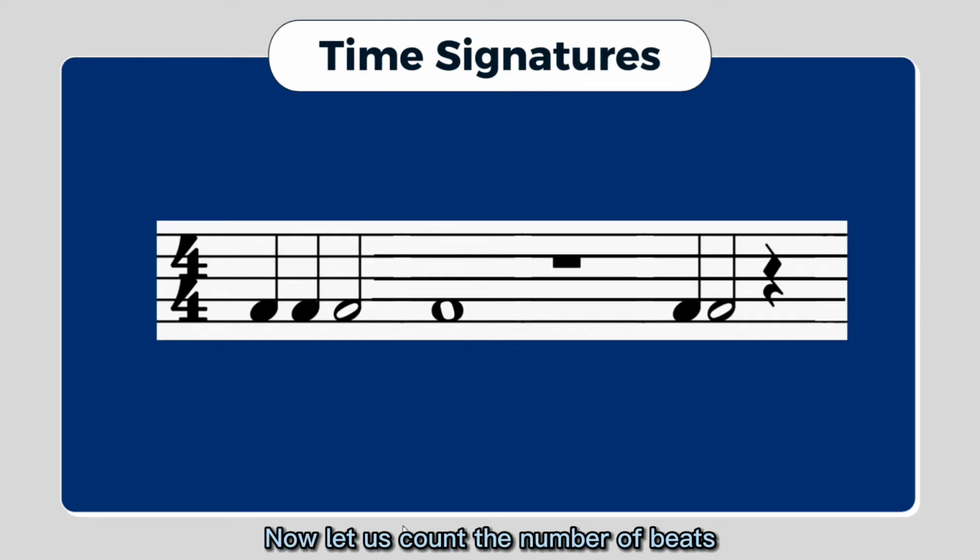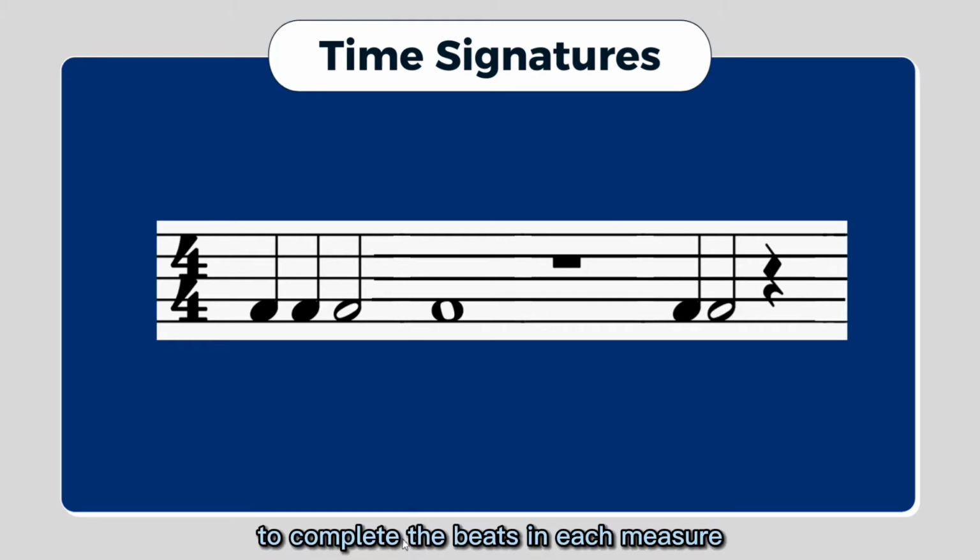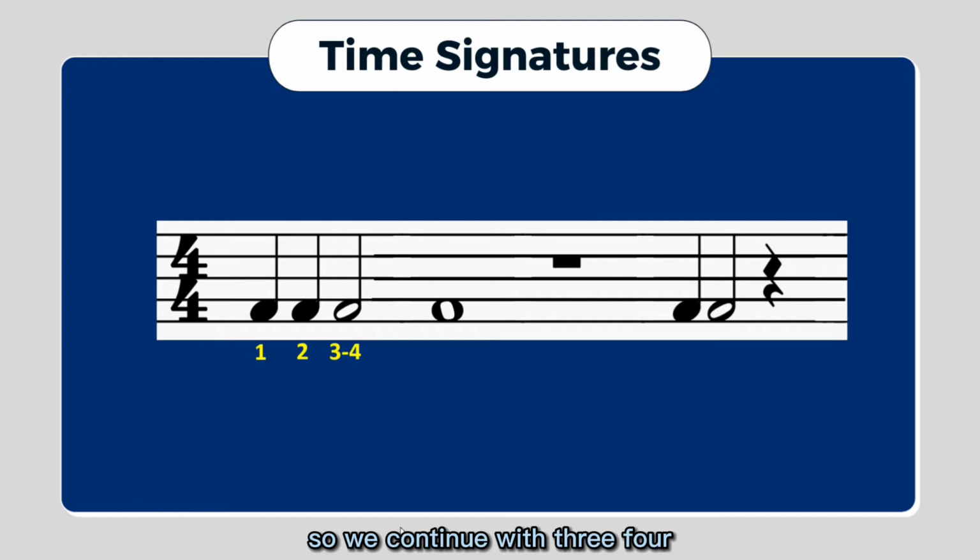Now let us count the number of beats each note in the rhythmic pattern gets and add the bar lines. Remember, when we count, we start with 1 until 4 to complete the beats in each measure. Then go back to 1 again. Quarter note gets 1 beat, so we say 1, 2. Then a half note gets 2 beats, so we continue with 3, 4. Then bar line. Now that we have completed 4 beats, we go back to 1.